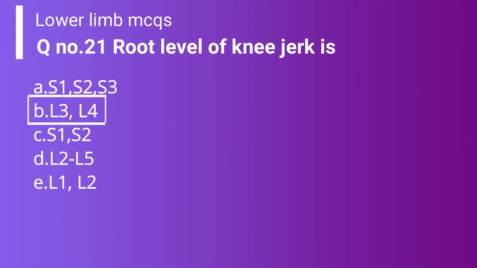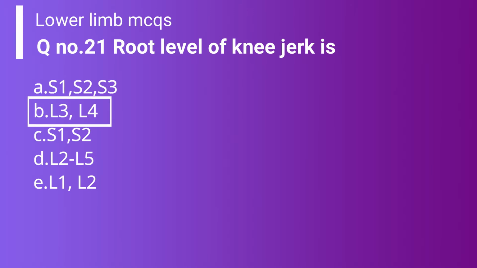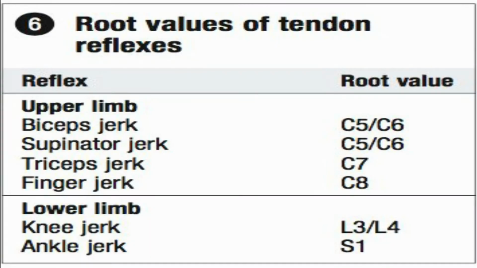The correct answer in this scenario is option B, that is L3 and 4. Rest of the options are false because ankle jerk is with S1. Knee jerk is the only reflex which is with the femoral nerve, and that is supplied by L3 and L4.